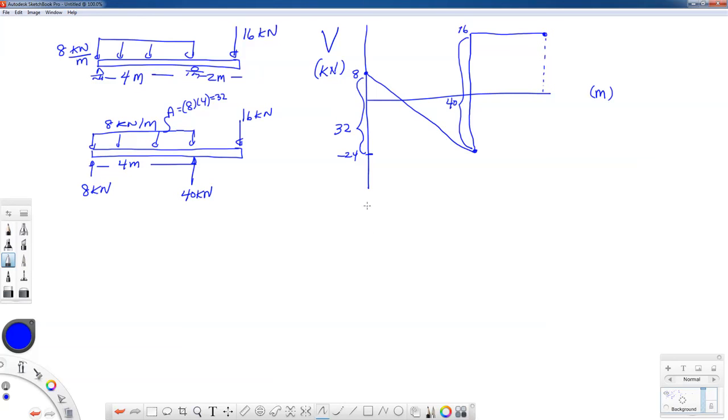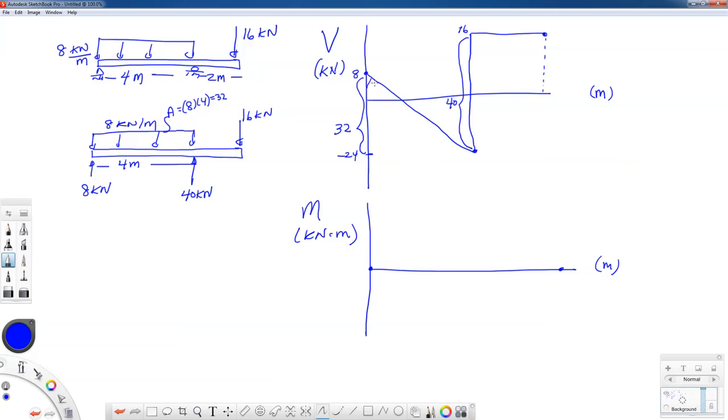Alright, now I'm going to draw my moment diagram. My units for my moment diagram are kilonewton meters on the vertical axis and meters for the horizontal axis. My beam does not have any applied moment on it, so my internal bending moment is going to be 0 to begin with. I also know it's going to end up being 0 over here because, again, there's no applied moment on the end of this beam.